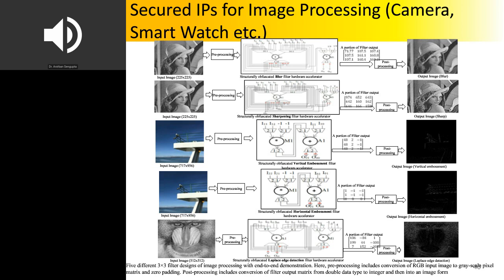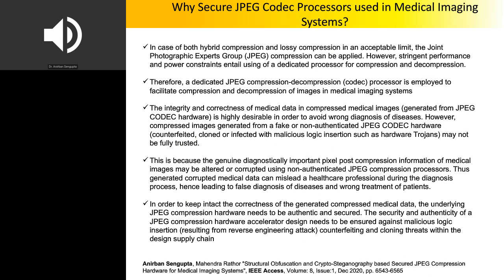Okay, so now I'll move to the last part of my talk. So another application that we have designed is for JPEG codec, compression decompression. Now the JPEG codec is an important part in many medical applications as part of the medical imaging systems. A dedicated JPEG compression decompression processor is employed to facilitate compression and decompression of images, and it is very important that the pixel values that are generated by the JPEG codec are authentic and non-tampered.